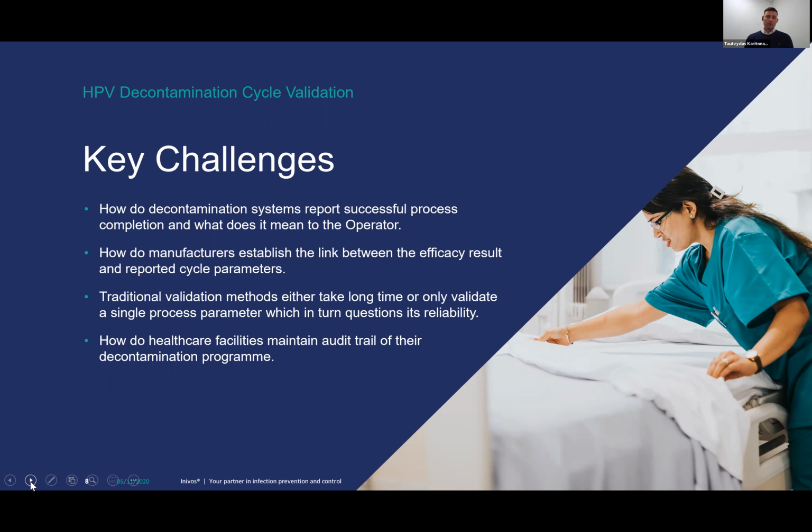The other challenge is, how do manufacturers establish that link between the efficacy results and reported cycle parameters? How do we make sure that everything we've done in our test phases and process validation, we actually achieve the same cycle parameters during the actual processes? We know that traditional validation methods either take a long time or only validate a single process parameter, which in turn questions its reliability. So there's various validation methods using biological indicators, chemical indicators, or enzymatic ones, but we know there's specific issues with some of them.